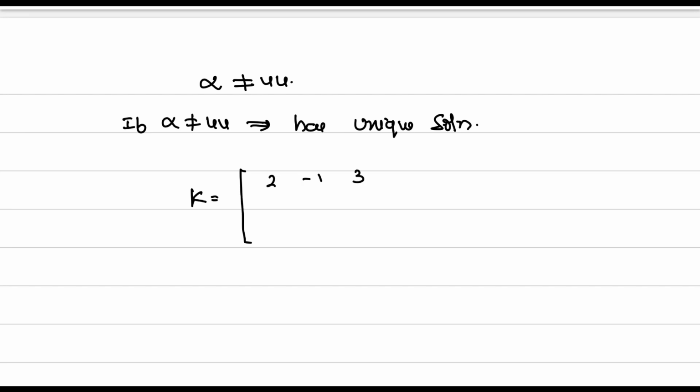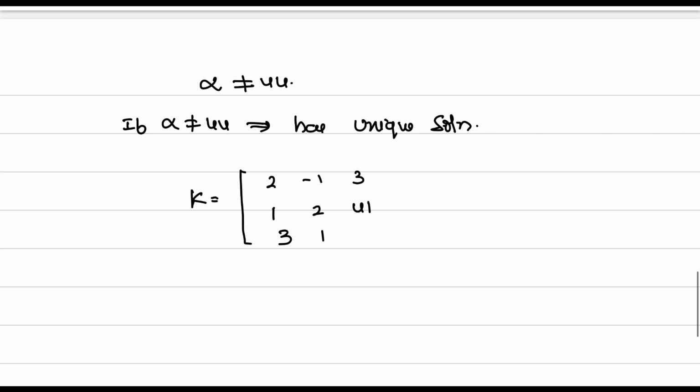K is equal to 2 minus 1, 3, 1, 2, 41, 3, 1, alpha. Here we have already found alpha is not equal to 44. Hence, it is already found out that the rank of the matrix A is 3. Then, what is the augmented matrix? We have to write constants. What are the constant values? 5, 6 and beta.